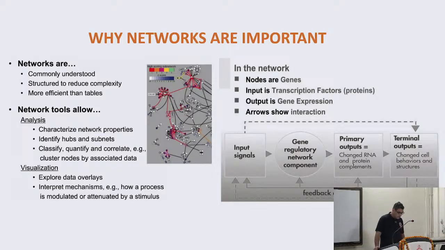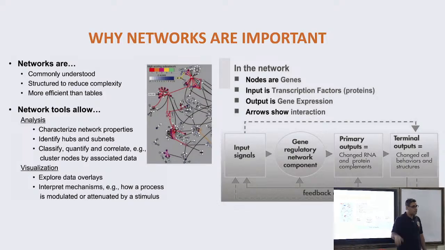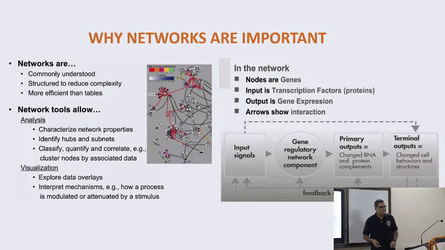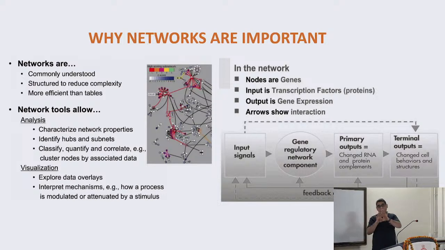Analyze means characterize the network properties. What is the property of this particular network? 1, 2, 3, 4, 5, 6. I will show you that like this. You see nodes. Okay. I will show you one example also, and also one study which we are doing. I will show you how this network is connected to certain metabolite production.